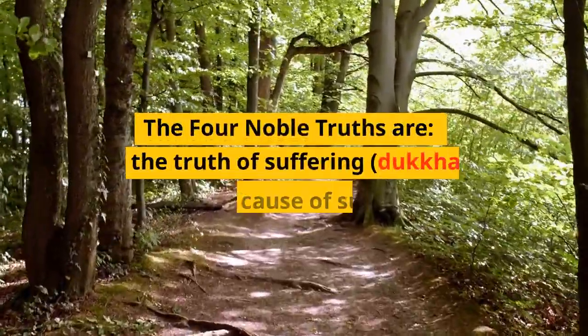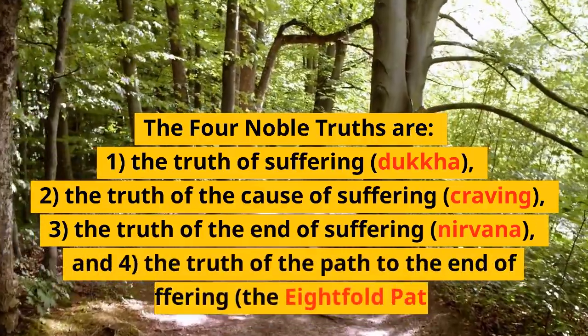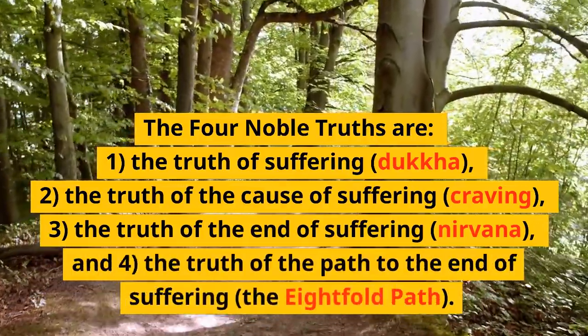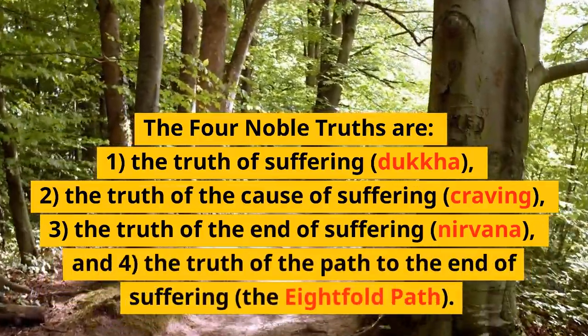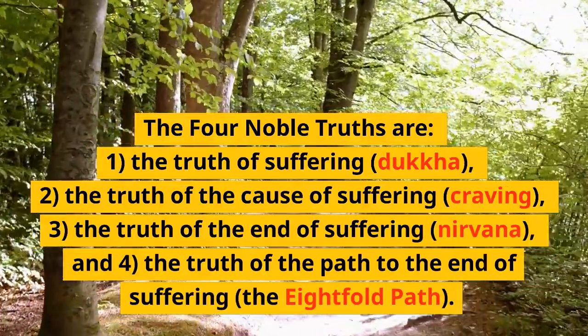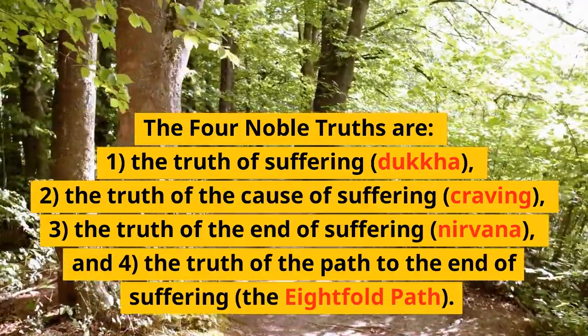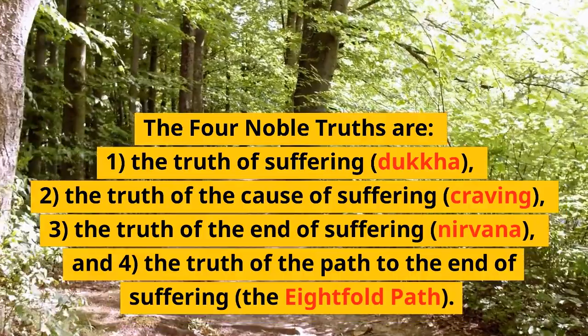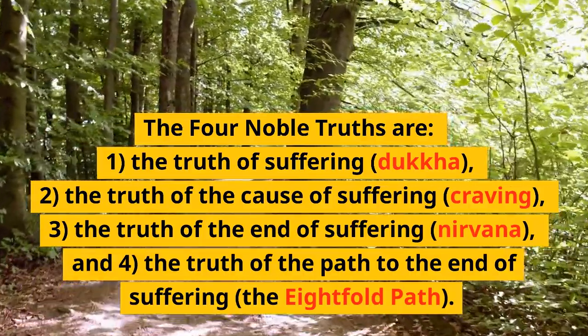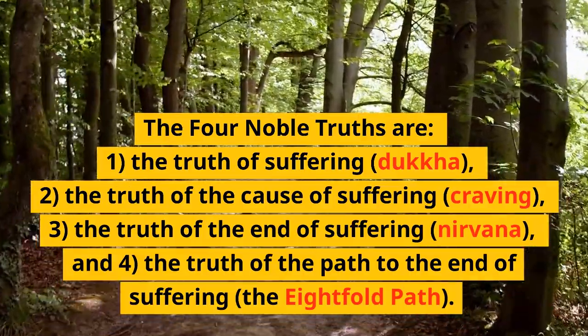The Four Noble Truths are: 1. The truth of suffering, dukkha. 2. The truth of the cause of suffering, craving. 3. The truth of the end of suffering, nirvana. And 4. The truth of the path to the end of suffering, the Eightfold Path.